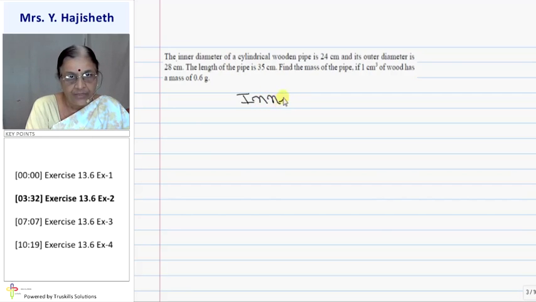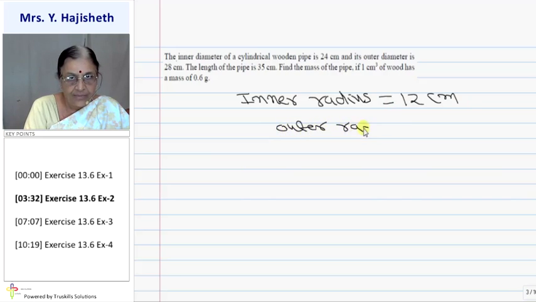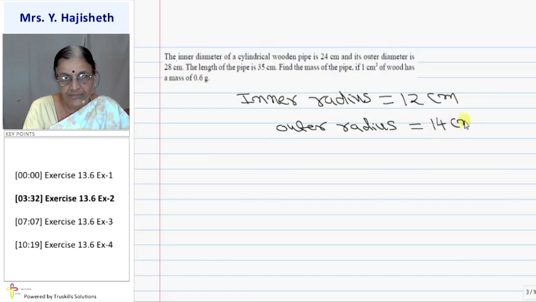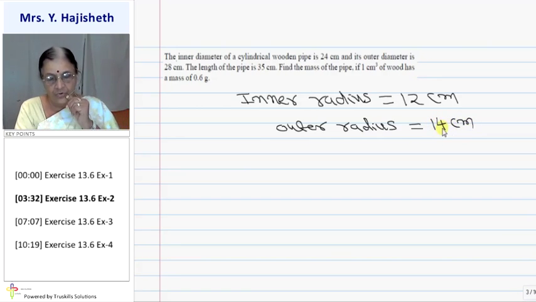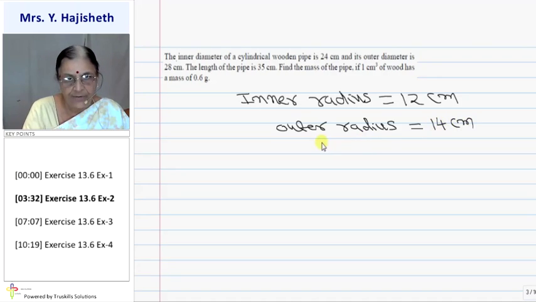Okay? What is inner radius here? It is given as 12 centimeter. And what is outer radius? Inside it is a hollow pipe. Okay? It is 14 centimeter. Clear? If it is 4 centimeter thick, the radius will increase by 2 centimeter. And height is given: length of pipe, meaning height of cylinder, is 35 centimeter.